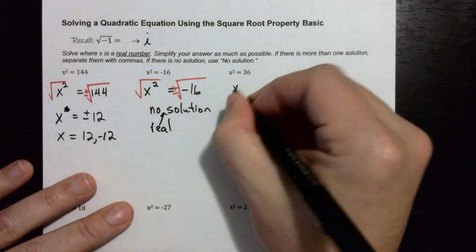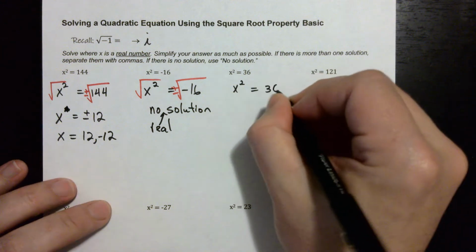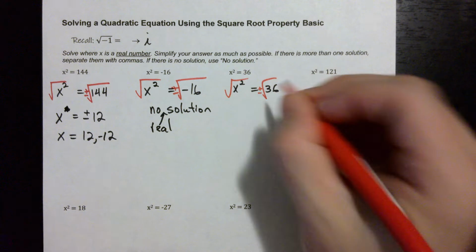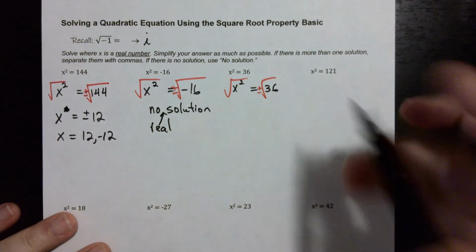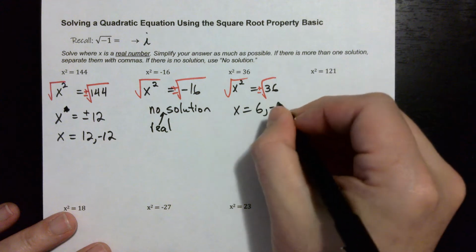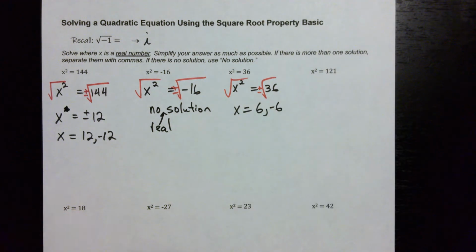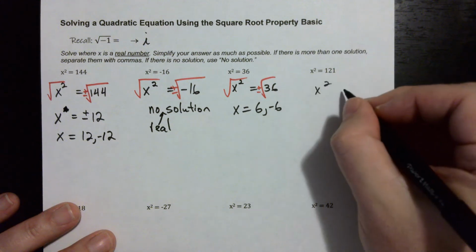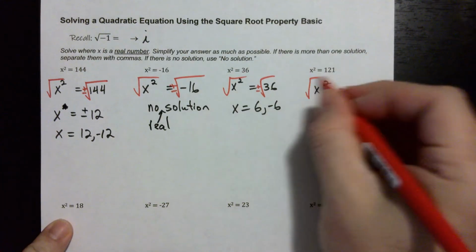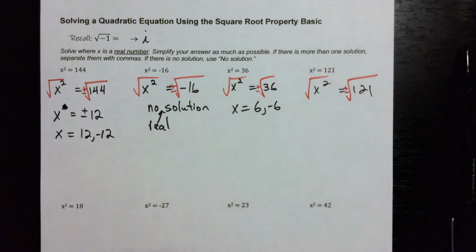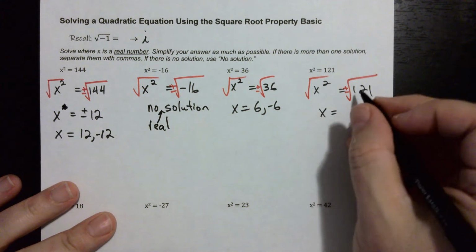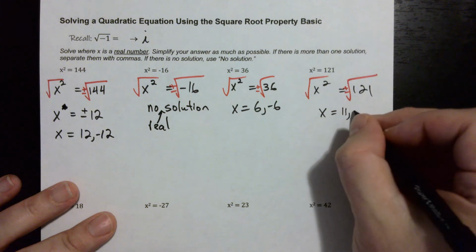x squared equals 36. I can do square root of both sides, the plus or minus. Square root of 36 is 6. So you get x is equal to plus or minus 6, which is 6 and -6. Okay, let's see, x squared equals 121. I take the square root and put the plus or minus over here. Square root of 121 is 11, so we get x is equal to plus or minus 11, so 11 and -11.